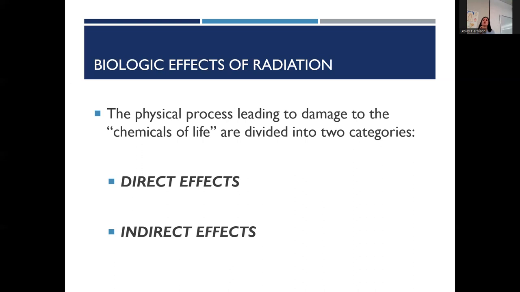All right, so moving on. Biological effects of radiation. The physical process leading to damage to the chemicals of life. So now we're talking about if that radiation comes in direct contact with DNA, RNA, things like that. They're divided into two different categories. We're going to describe direct effect, and then we'll describe indirect effect.